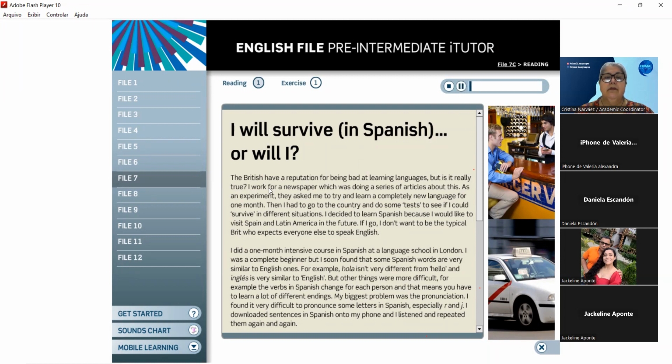The British have a reputation for being bad at learning languages, but is it really true? I work for a newspaper which was doing a series of articles about this. As an experiment, they asked me to try and learn a completely new language for 1 month. Then I had to go to the country and do some tests to see if I could survive in different situations. I decided to learn Spanish because I would like to visit Spain and Latin America in the future. If I go, I don't want to be the typical Brit who expects everyone else to speak English.